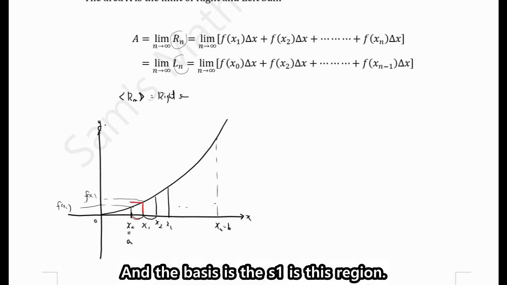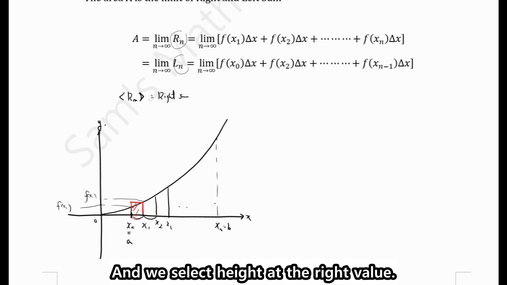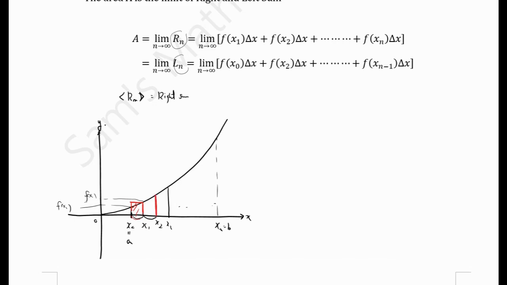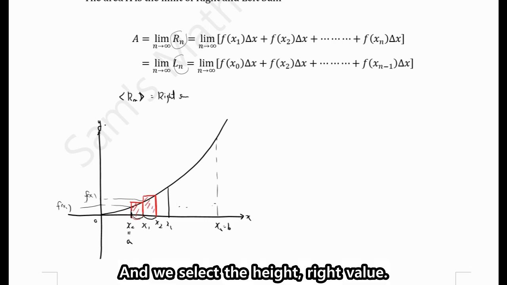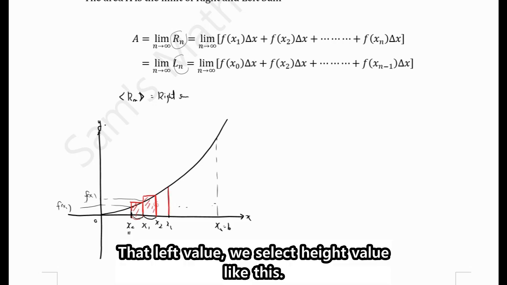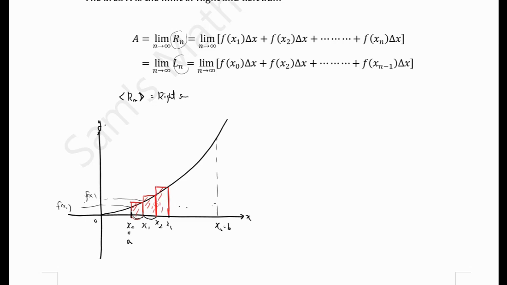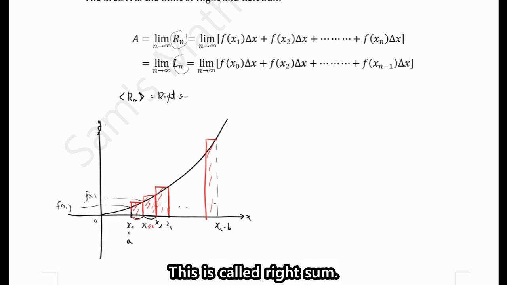S1 is this region, and we select the height as the right value. This is the left value and the right value. With the right value, we select the height as the right value, not the left value. The base is delta x. This is called the right sum.